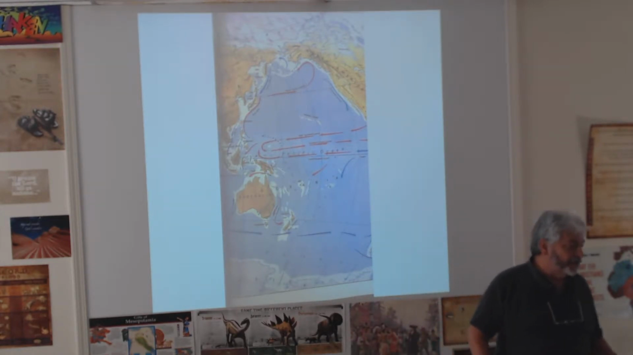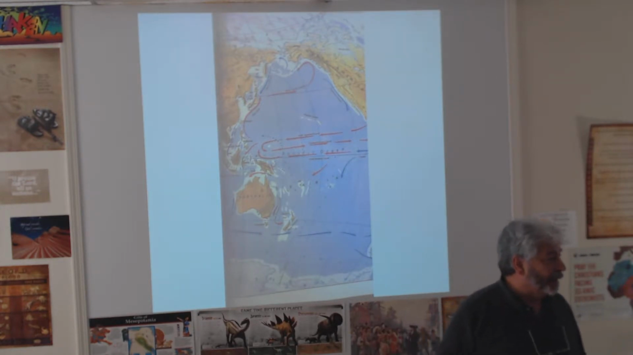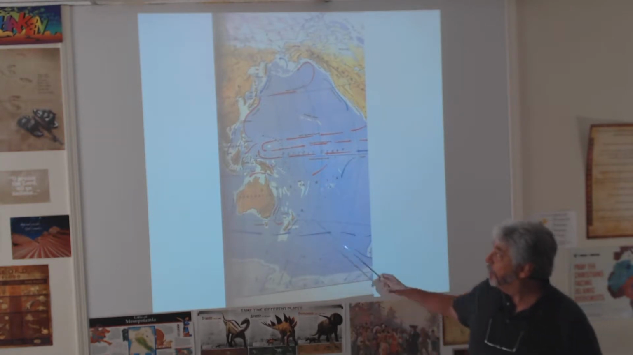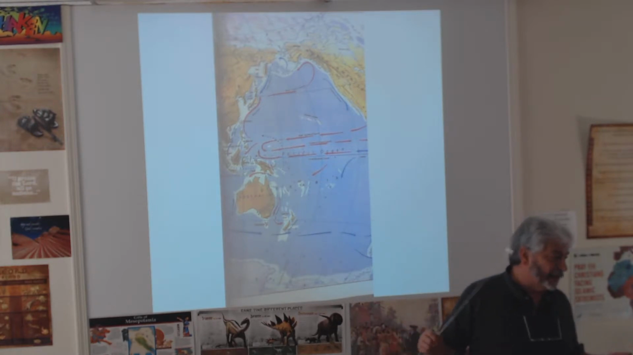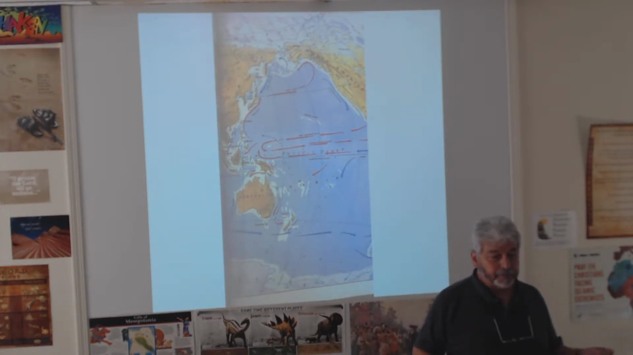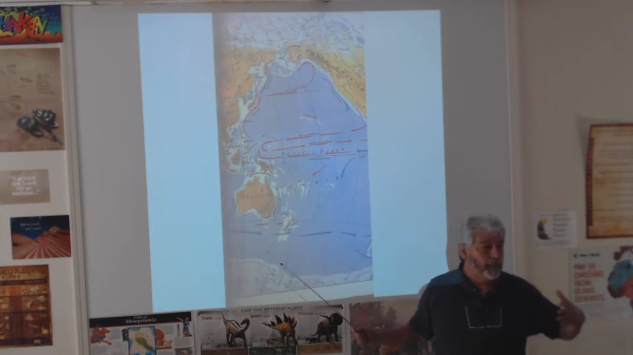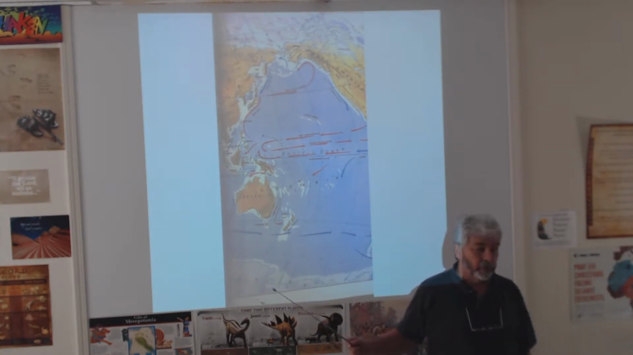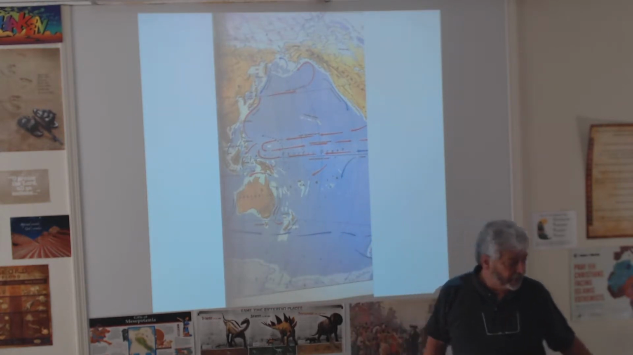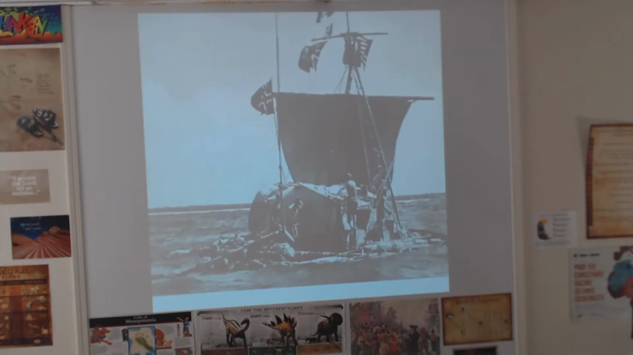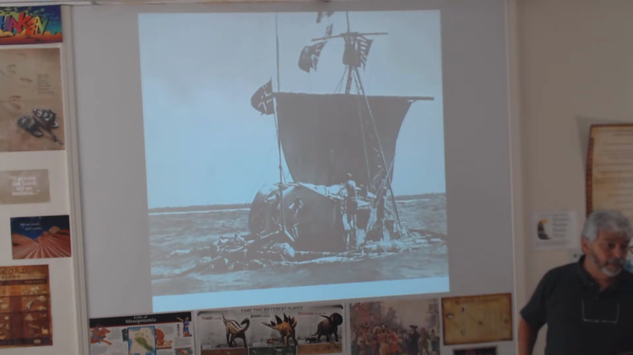There was a man back in the 50s by the name of Thor Heyerdahl. He was Norwegian. And he believed that people actually came in by boat. And so in order to prove that people could have gone that distance, he built a boat that would have been similar to what Polynesians had back in the centuries before Christ. And he originally sailed it from here, that direction. And he called it the Kon-Tiki.